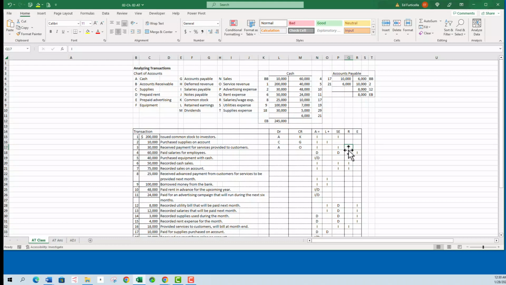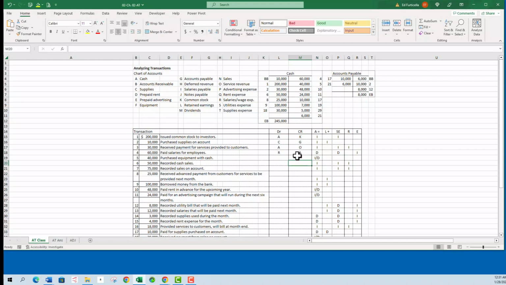On number 4, we paid salaries for employees. So if it says paid, that means cash is going out. What are we paying for? Our salaries. So we have salary expense and we have cash. Salary expense is an expense. Expenses always increase on the debit side, so we debit R. We credit A because we're paying cash out. Cash is an asset and assets decrease on the credit side.